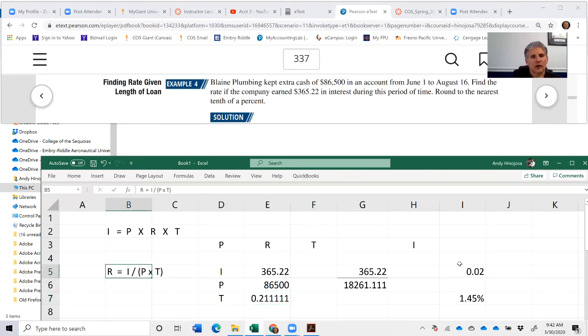We're going to solve for R. R equals I divided by PT. I is 365.22. PT is 86,500, that's the P, multiplied by T, which is 0.211111. That gives us a total of 18,261.11.